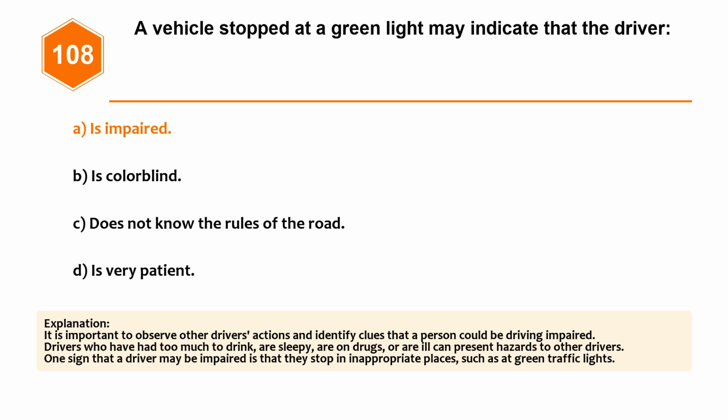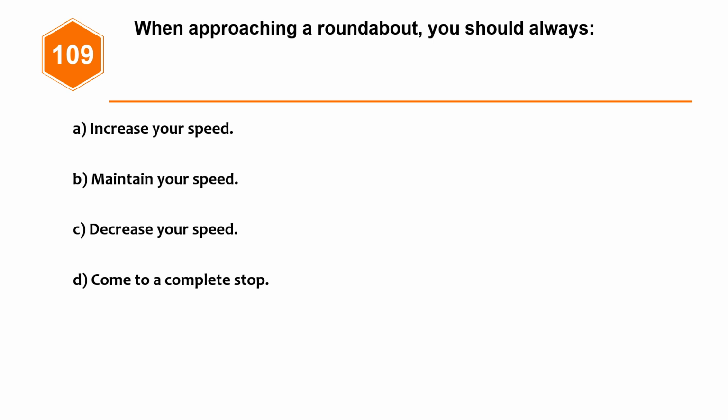Drivers who have had too much to drink, are sleepy, are on drugs, or are ill can present hazards to other drivers. One sign that a driver may be impaired is that they stop in inappropriate places, such as at green traffic lights.